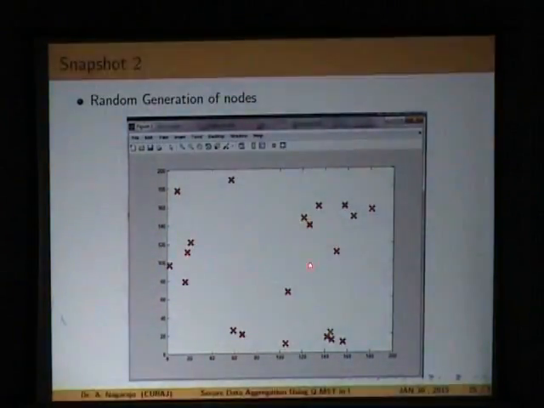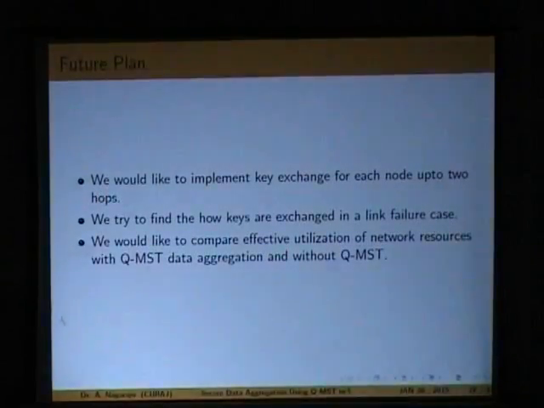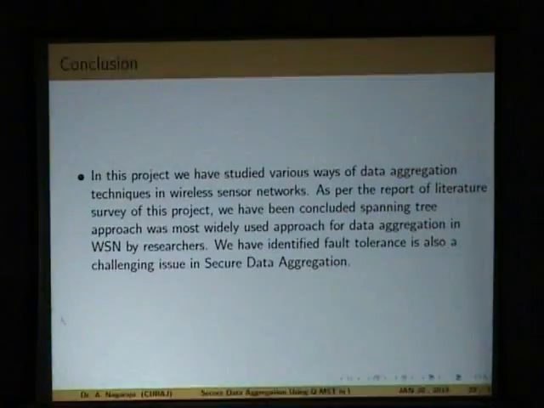It's not completed, it is a partial. And these are some of the screenshots. And this is a future plan. And this is about the conclusion. Some of it.